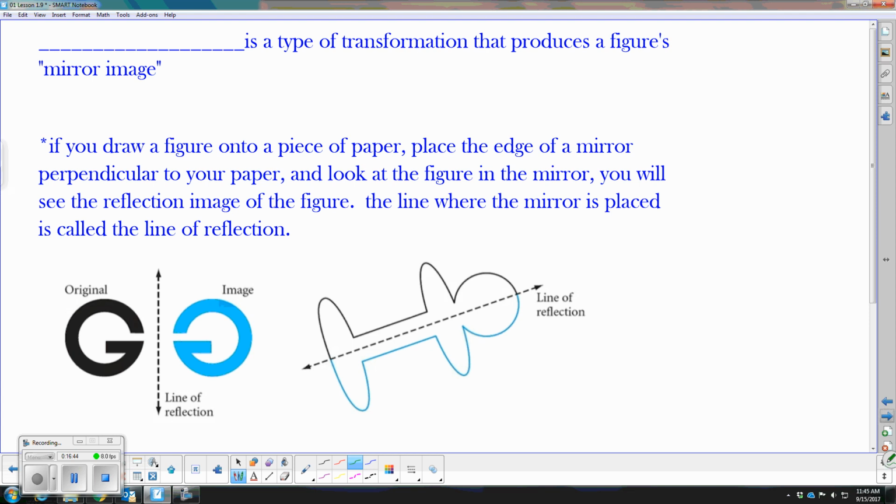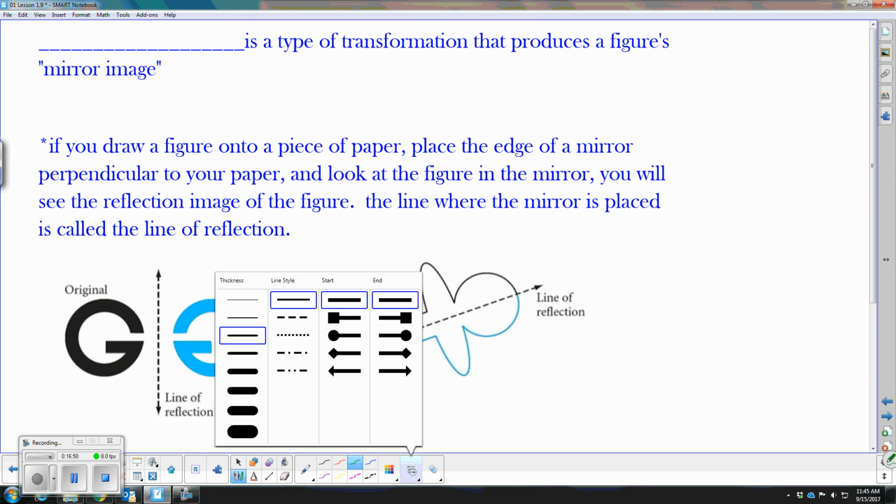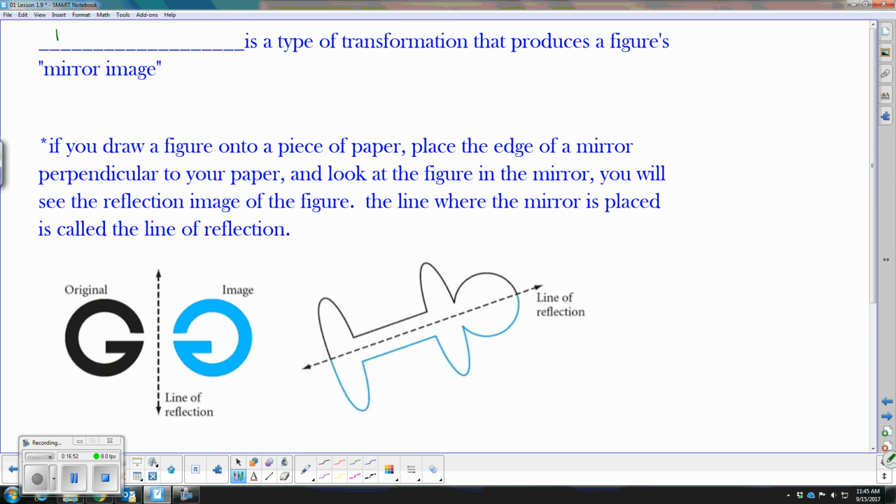Then our third type of rigid transformation is called a reflection. And a reflection is a type of transformation that produces a figure's mirror image. So just like you look in the mirror, you see your reflection. That's what we're talking about, but with figures. So if you draw a figure on a piece of paper and you place a mirror perpendicular to your paper and look at the figure in the mirror, you'll see the reflection image of the figure.